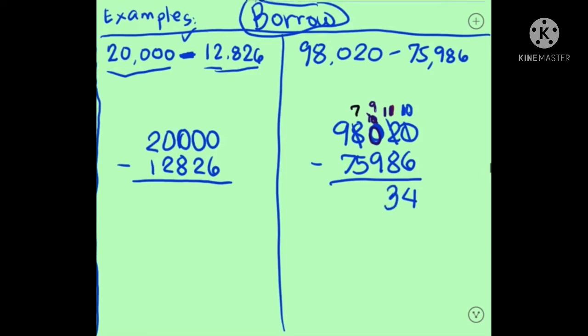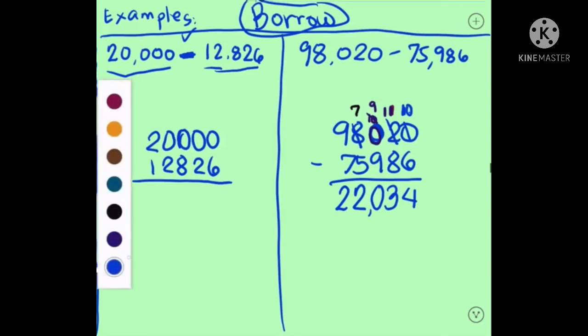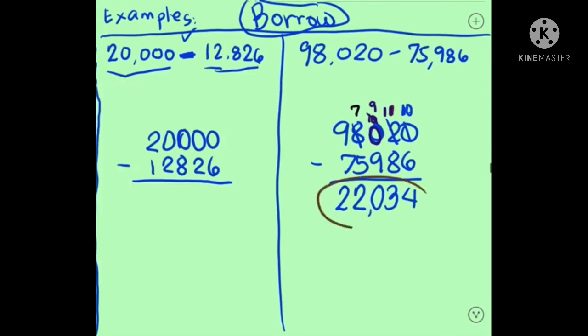Correct? And then 9 minus 9. If they're the same, our answer is always 0. 7 minus 5, that is 2. And then 9 minus 7, 2. Okay? So our difference now is 22,034. Okay? Now let's proceed to this one.